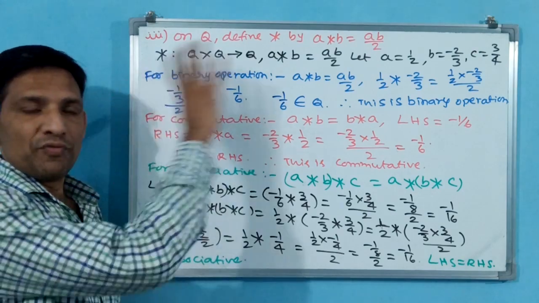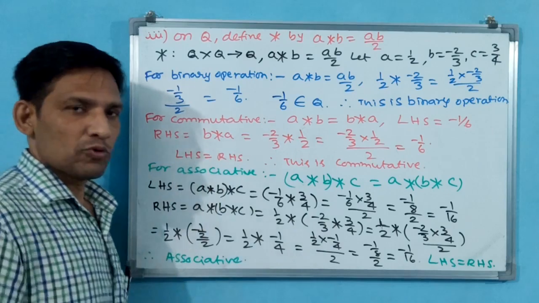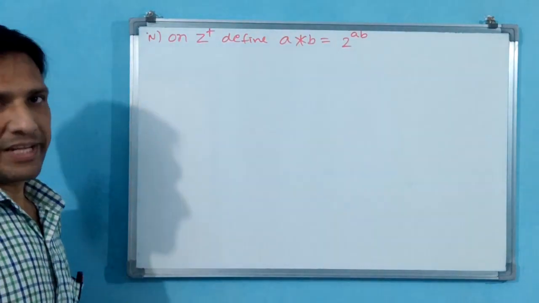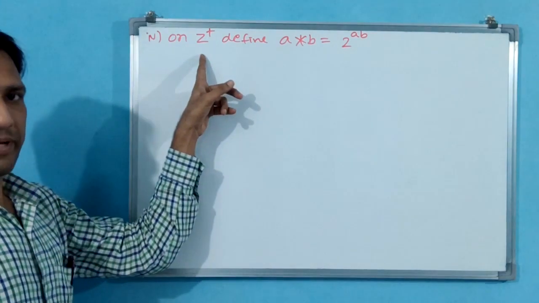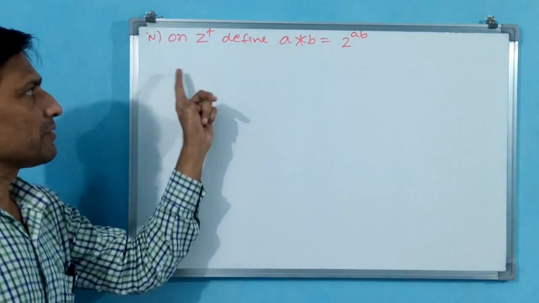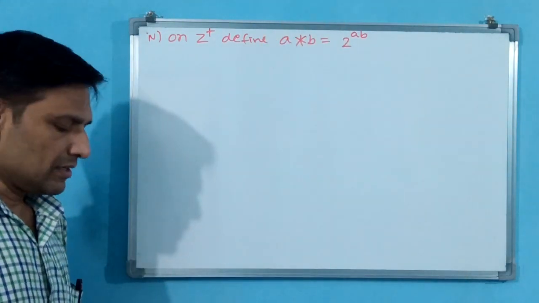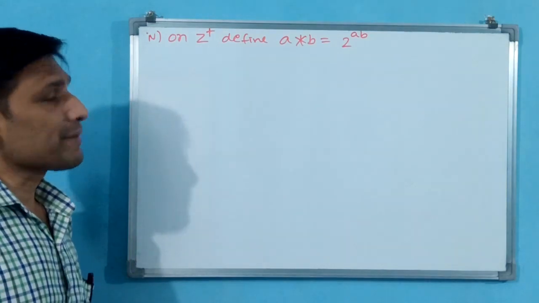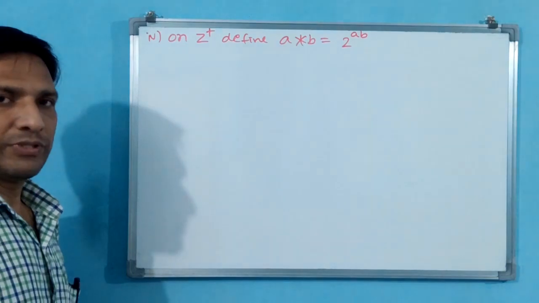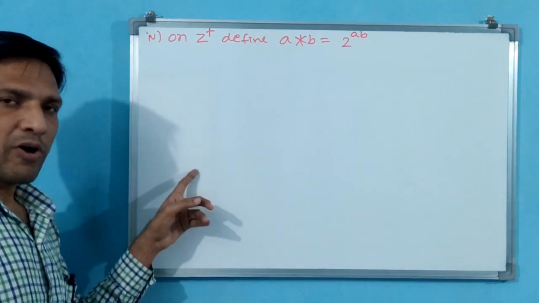Okay, now we finished this third part of the second question. We go for the fourth part. You see the fourth part of the second question. On Z plus, again it has come, non-negative integers, you have to keep in mind. Define a star b is equal to 2 power ab. Here first we have to write the operation, and we have to take a, b, c, positive integers. Then we see for each one: binary, commutative, associative.